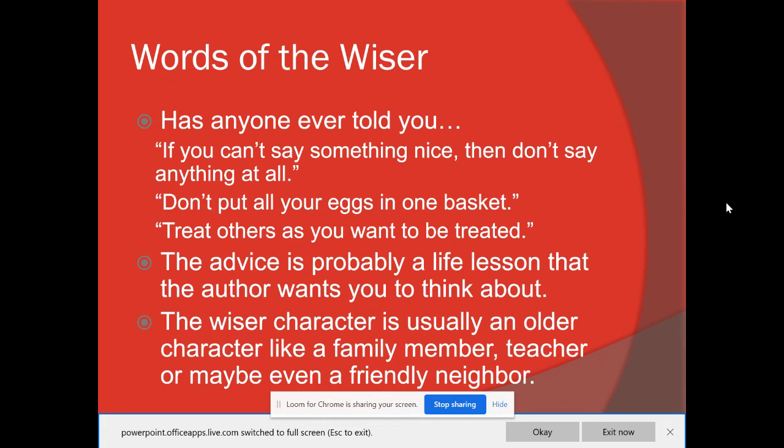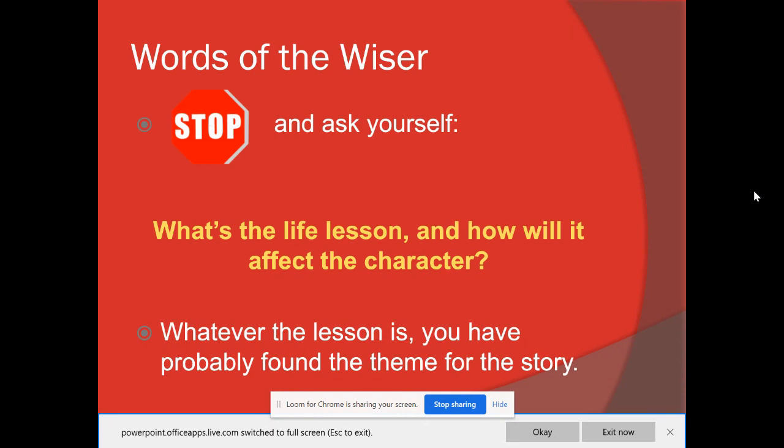So you may have heard, don't put all your eggs in one basket, or don't count your chickens before they hatch, or treat others the way you want to be treated. This is advice that someone else has been through in your life that they've learned and they are now bestowing to you. They do the same thing in books.